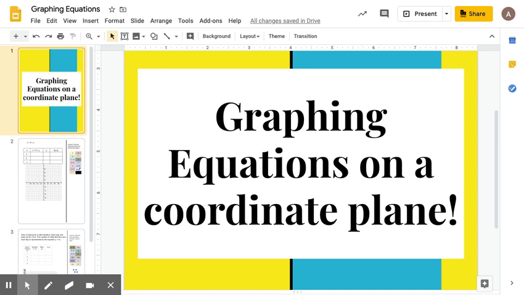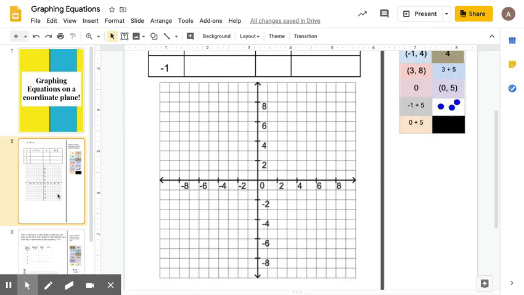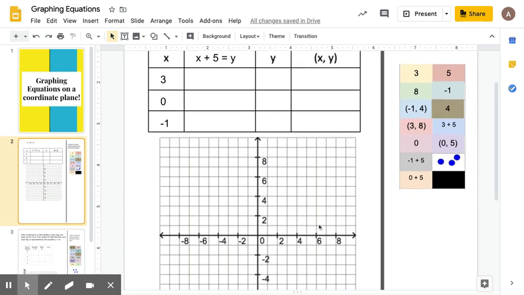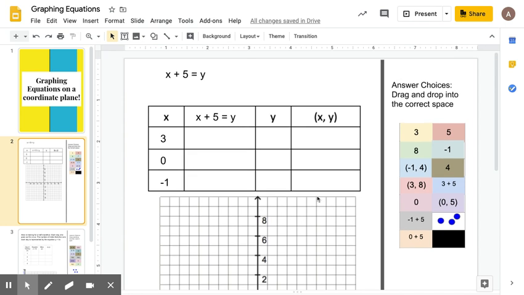Please follow along to this presentation about graphing equations on a coordinate plane. So our goal today is to take this equation, x plus 5 equals y, and to graph it on this coordinate plane below. The way that we're going to do this is we're going to start by filling in this table. So you will see that I have given you three values for x: 3, 0, and -1.